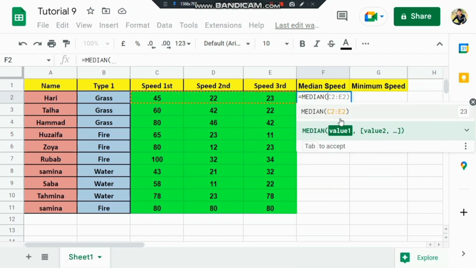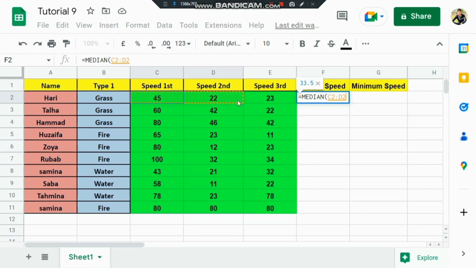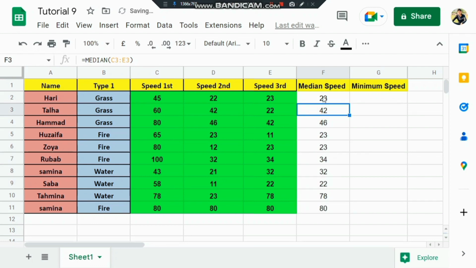For that I use =MEDIAN, and I calculate the median of the first, second, and third day. So this is 23. So the median of speed is 23. For calculating all the candidates' speeds, I drag this. In this way it calculates that these are the median speeds.